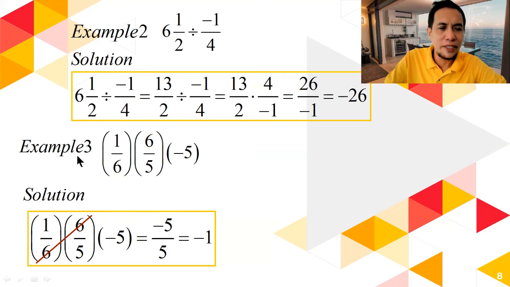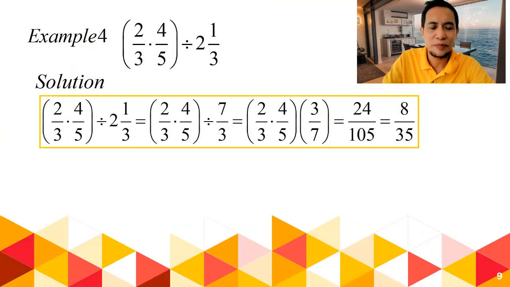Let's go to example number 3. 1 over 6 times 6 over 5 times negative 5. We are multiplying 3 fractions. For multiplication, 6 and 6 over 5, you can cancel 6. The remaining is 1 over 5 times negative 5. You can cancel 5 and negative 5, so that's negative 1. Negative 5 over 5, the product is negative 1.